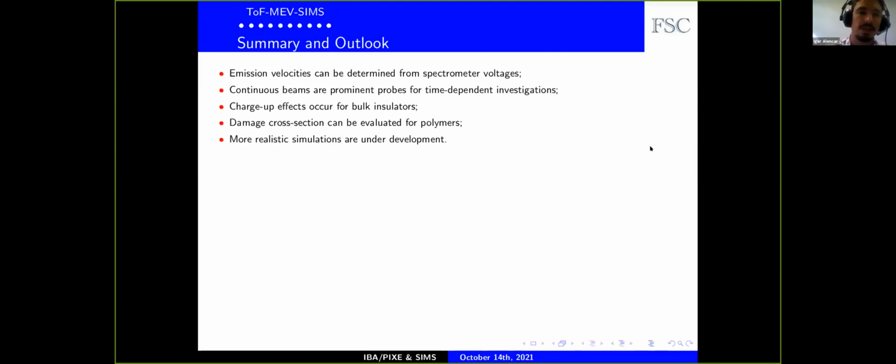In the case of insulators, there was the observation of the charge-up effect. In the case of polymers, we can evaluate damage cross-sections. As an outlook, we would like to perform more realistic simulations. So we are integrating a little bit better the field, the extraction field, and then we want to do it three-dimensionally, as should be required by the system.